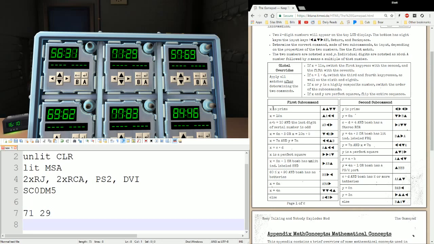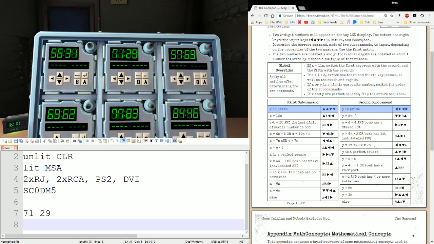First subcommand, X is prime. X is my first 2 numbers, 71. Is 71 prime? Yes, it is, actually. So that's going to be my first subcommand. I'll just leave it highlighted for right now. Second subcommand, Y is prime. 29, well, Y is prime as well. So that's my second subcommand. Easy peasy, don't have to go down the list of all. And then let's check the global overrides.